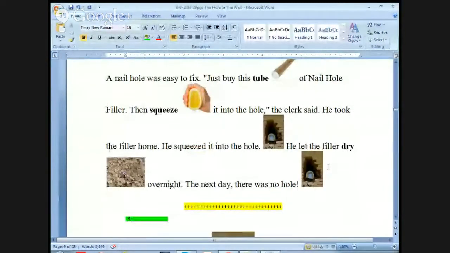He took the filler home. He squeezed it into the hole. He left the filler dry overnight. The next day there was no hole.